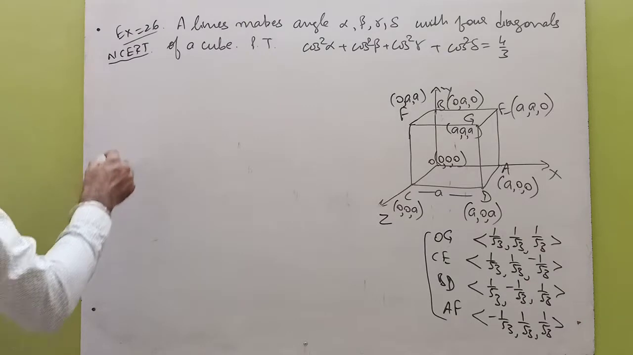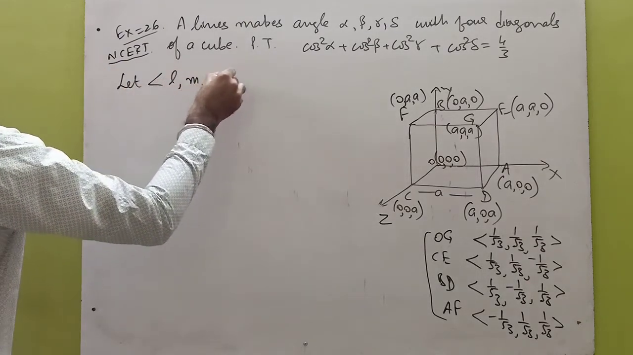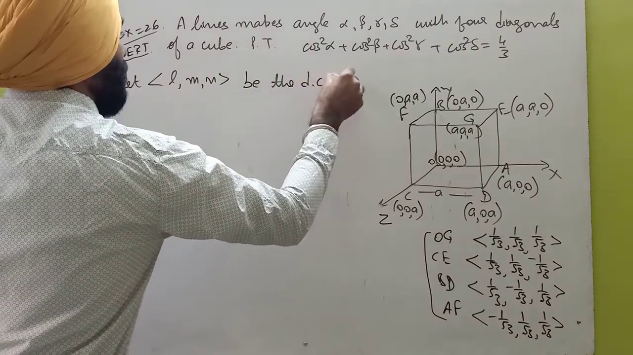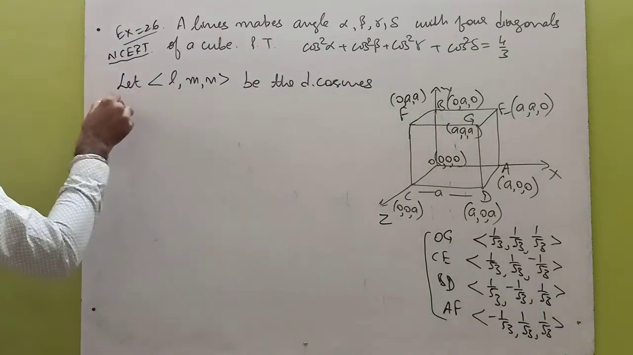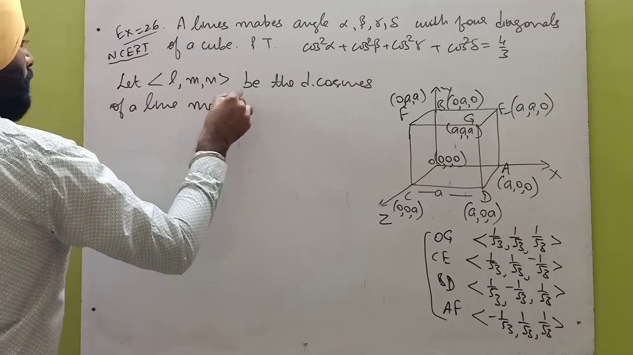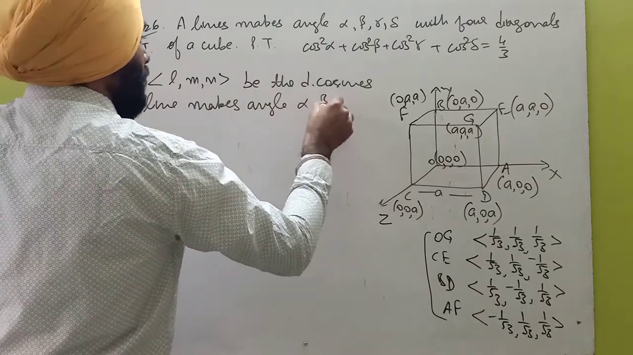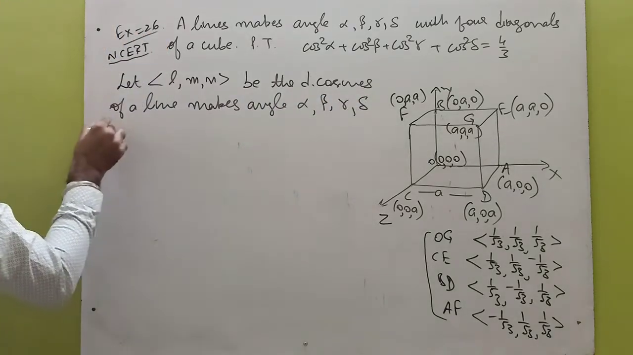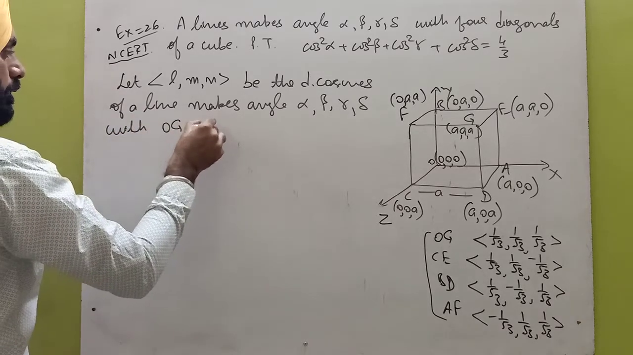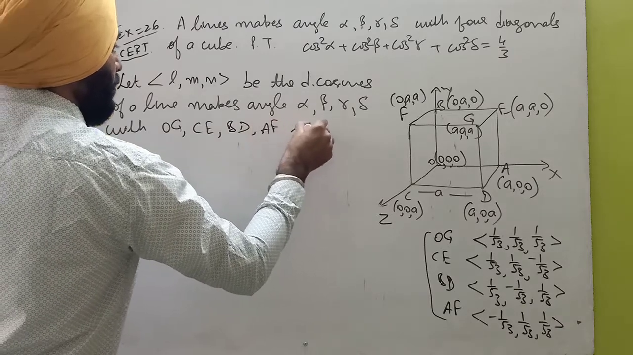Now the next step, let L, M, N be the direction cosines of a line which makes angle alpha, beta, gamma, delta with, suppose that first is OG, CE, BD and AF respectively.